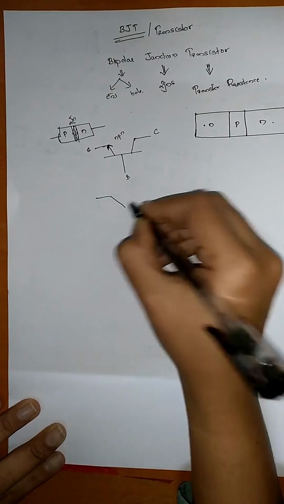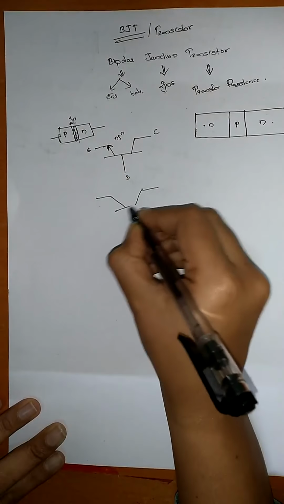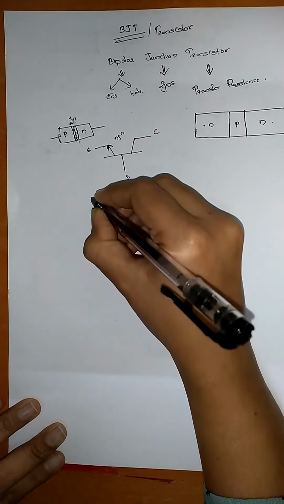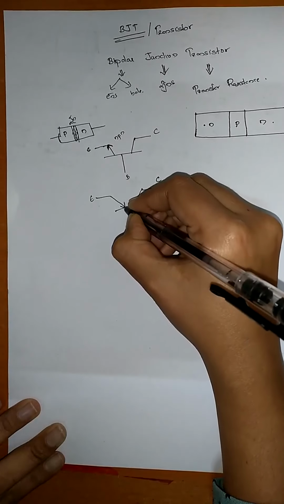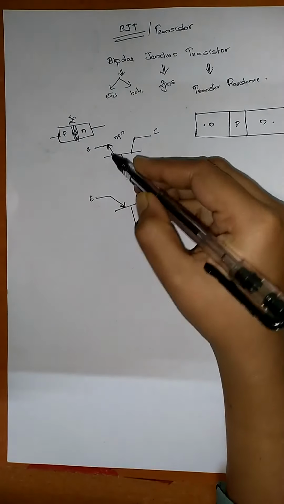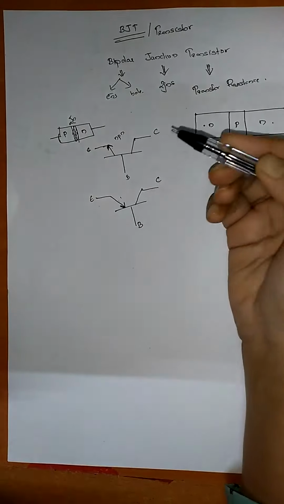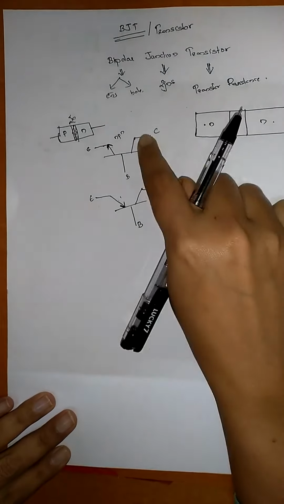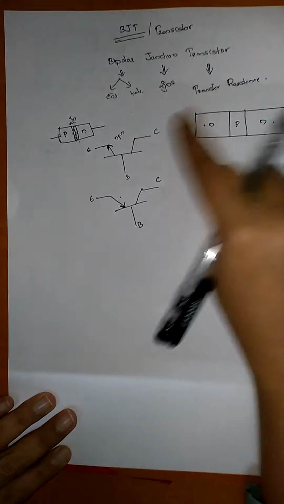So I'm drawing this. This is my base, this is my collector, this is my emitter, and the arrow will be facing inwards. This arrow shows the direction of the current flow. Okay, so basically this is the symbol for the transistor, and this is the layout.